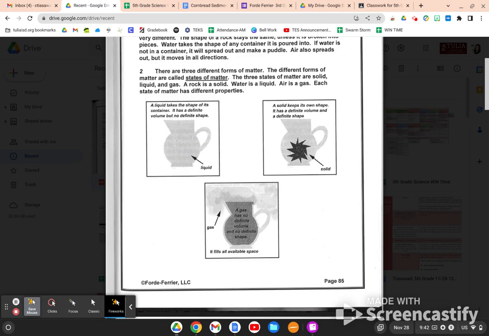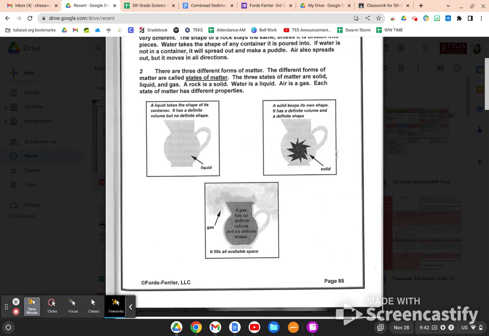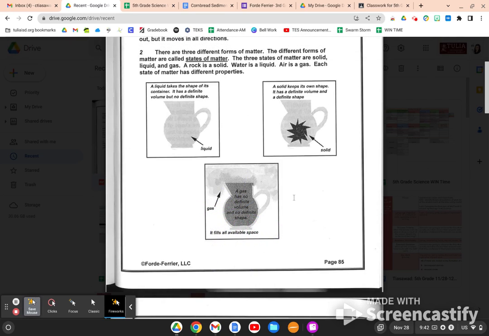A liquid takes the shape of its container. It has a definite volume, but no definite shape. A solid keeps its own shape. It has a definite volume and a definite shape. And a gas has no definite volume and no definite shape.